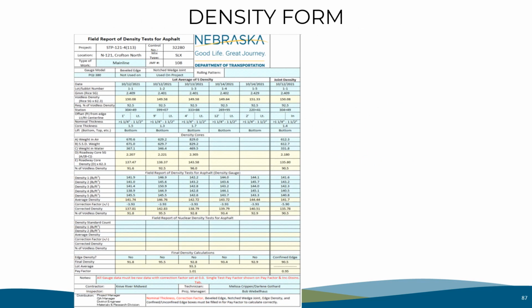Now let's look at the density reporting form. This page is completed by the contractor and is embedded into the contractor SuperPave software. Note that this page has the project number, location, type of work, control number, mix type, and JMF number all at the top of this page.